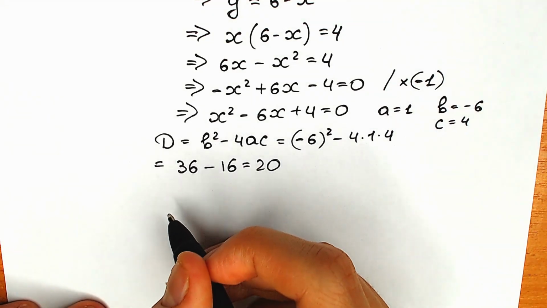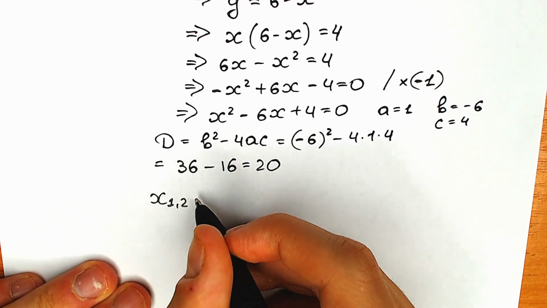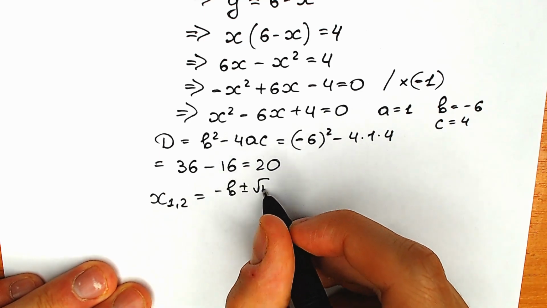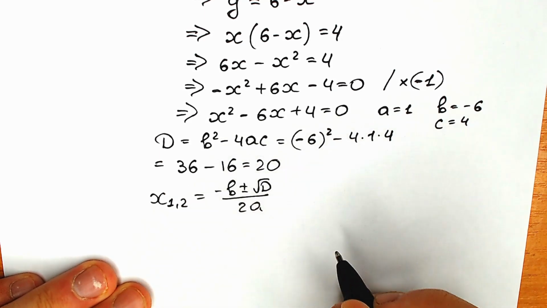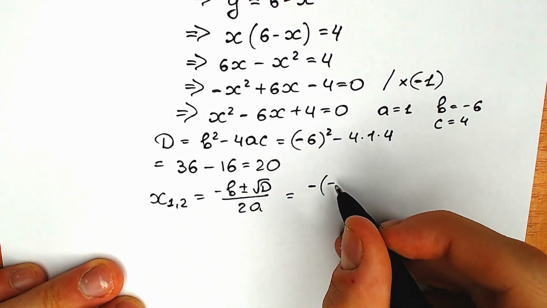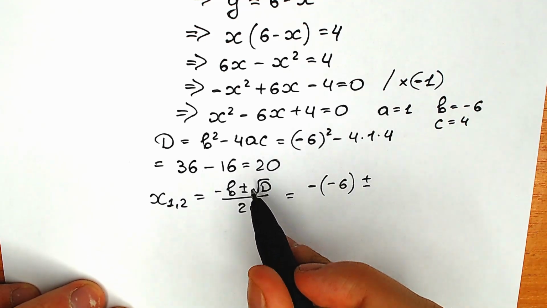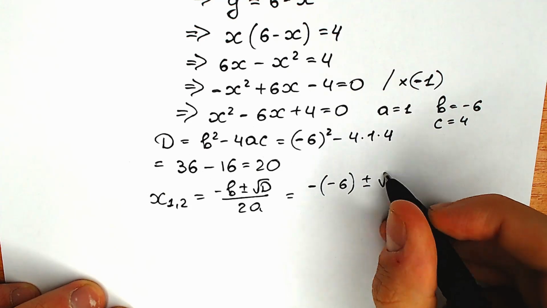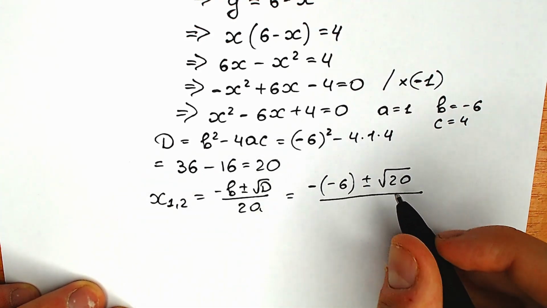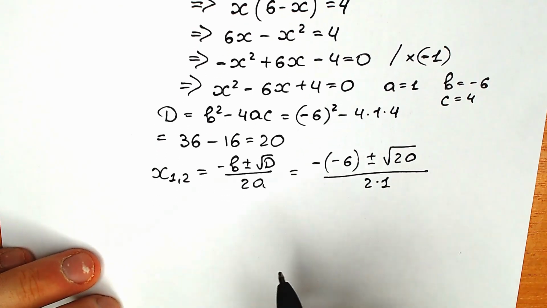So as a result, what do we have? We have x first and second equal to, with the all known formula, minus b plus minus square root of d, all over 2a. Minus b, we have 6, plus minus square root of the discriminant, so square root of 20, and all over 2a, 2 times 1. Let's simplify this a little bit. We can easily do this.